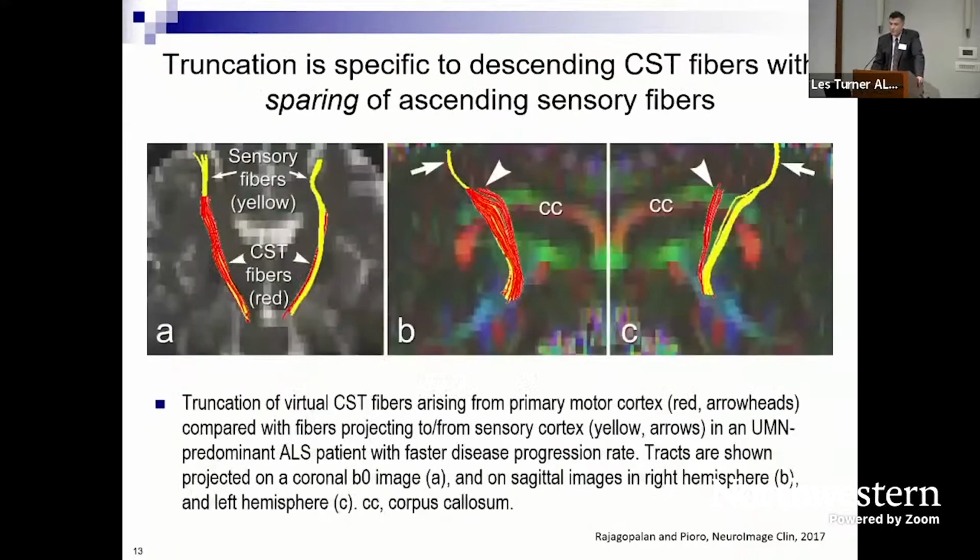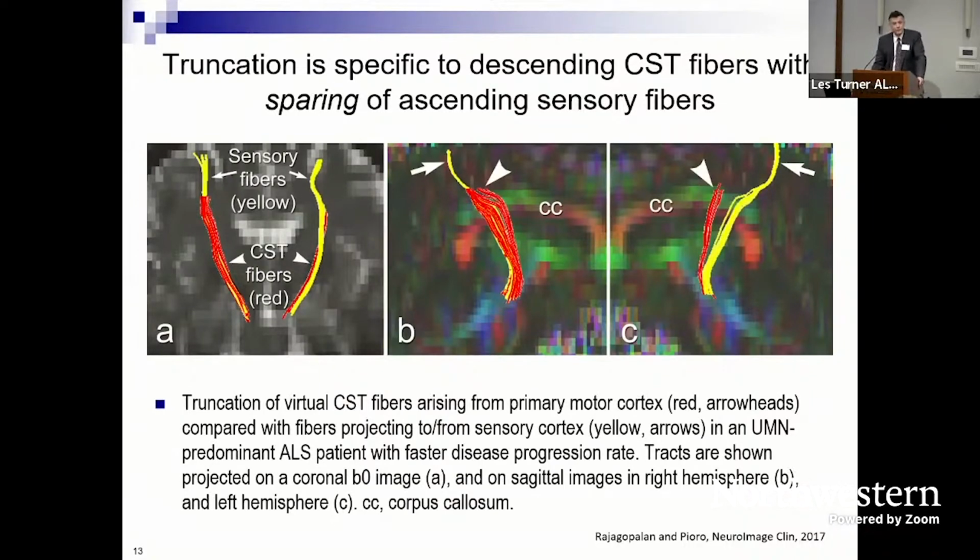Furthermore, this truncation appears to be specific to descending CST motor fibers, shown in red, as compared to ascending sensory fibers, shown in yellow, which appear relatively spared. This suggests that truncation is not a random process affecting all motor fibers, or all fibers, but is specific to motor tracts.